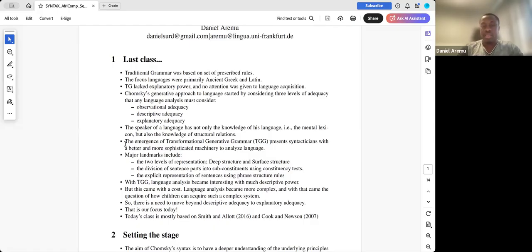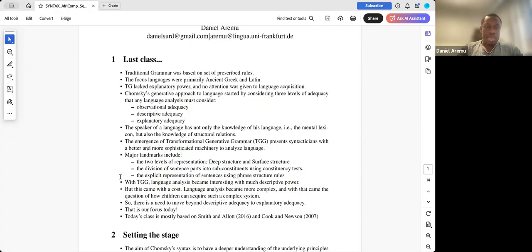So what exactly is there in the native speaker's mind? How do we explain, not just describe, what is there? Why do speakers use the language in this way, and what is even universal about language? So these are some of the questions that were raised that bettered the transformational generative grammar and even the succeeding models, one of which we are going to see today.